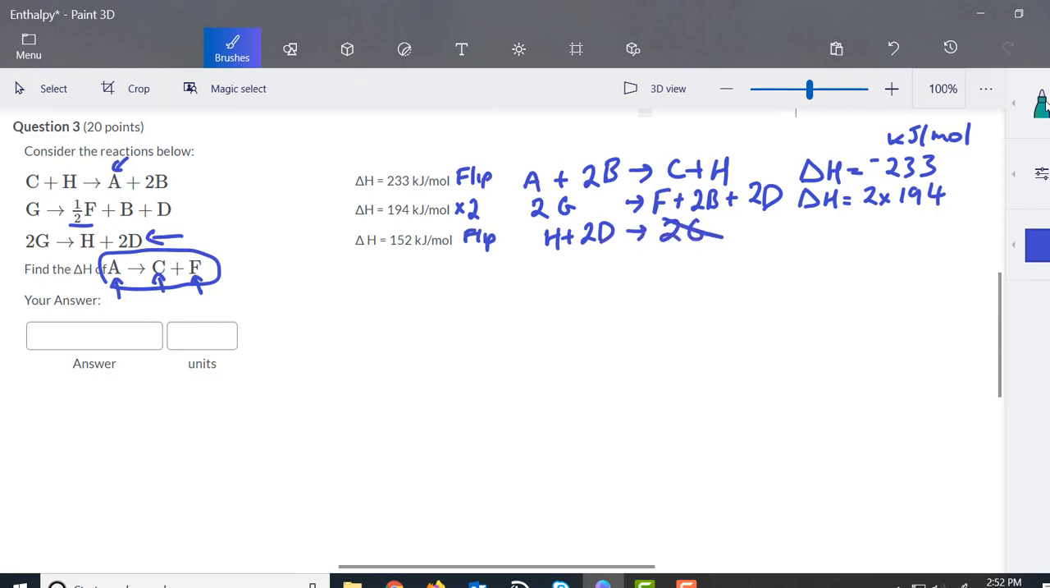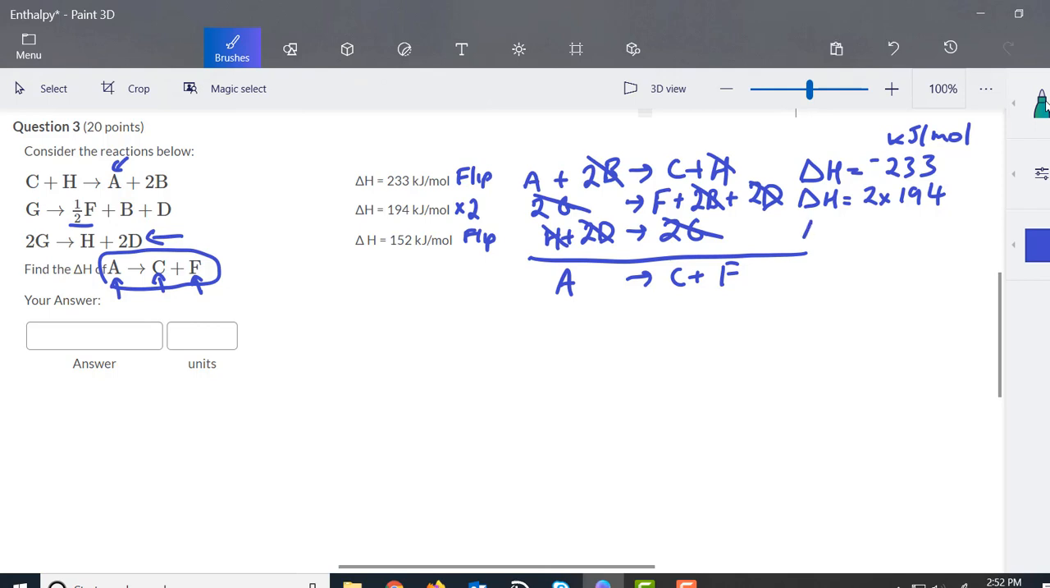Now you can see what happens is that the 2G's will end up cancelling, which is what we want. The H's end up cancelling as well. The 2D's end up cancelling, and the 2B's end up cancelling. So all we're left with is A gives C plus F, which happens to be our reaction.